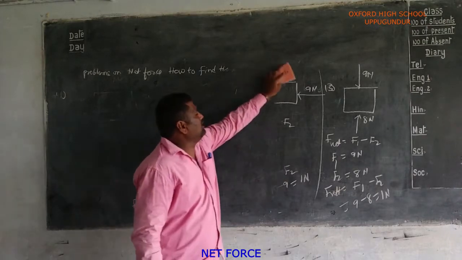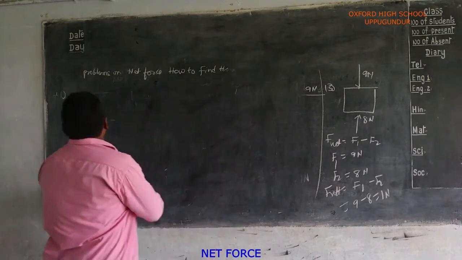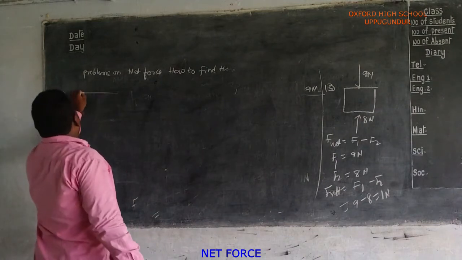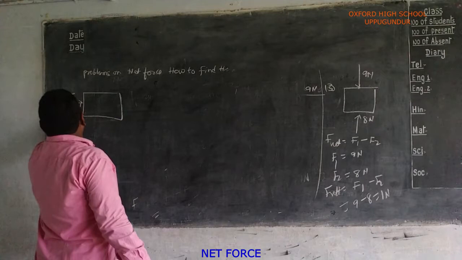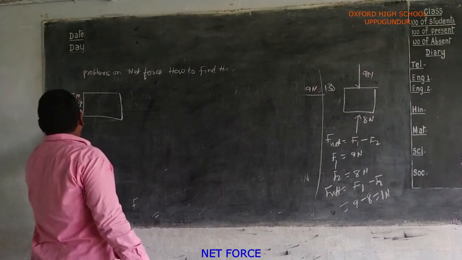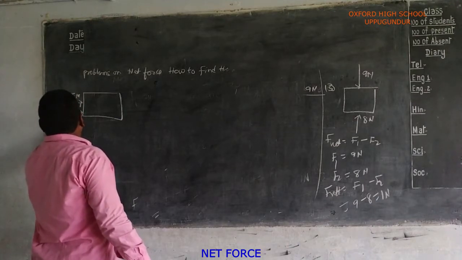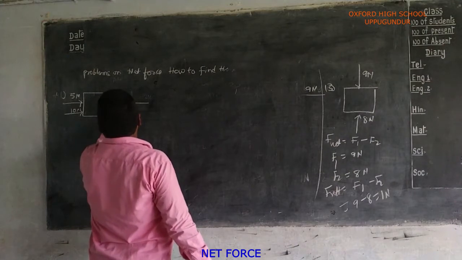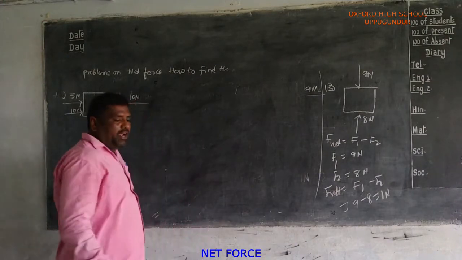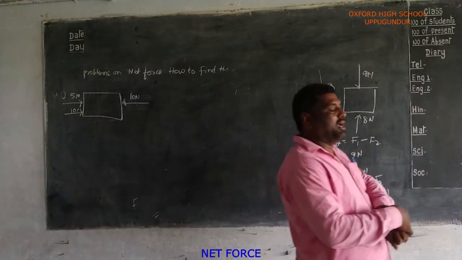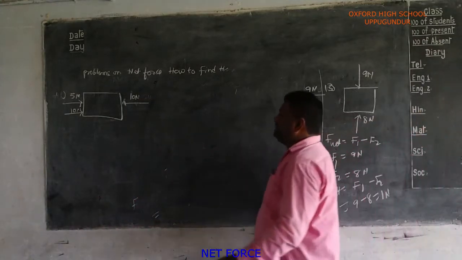Next, another type of problem. Fourth problem. Here, on the left side, the body has forces of 5 newtons and 10 newtons, and here, on the right side, only 10 newtons. Find out the net force.